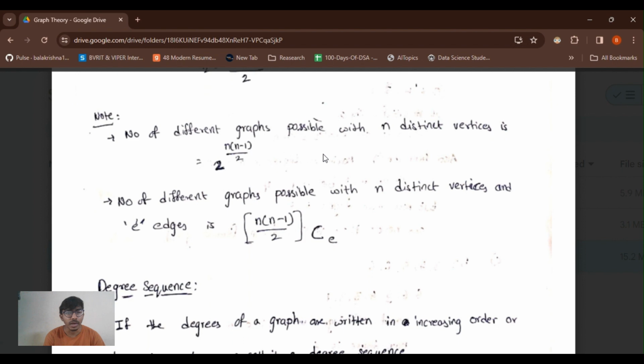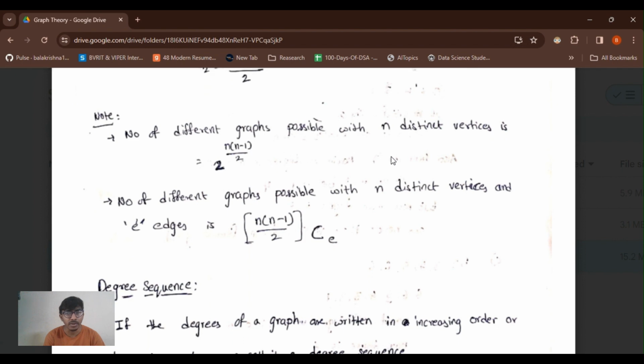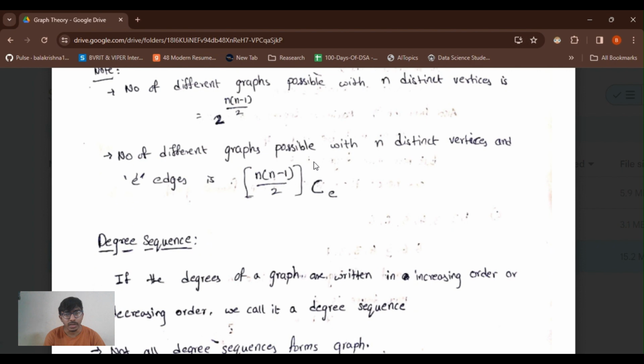The number of different graphs possible with n distinct vertices is 2 power (n square minus n) by 2. The number of different graphs possible with n distinct vertices and e edges is, so, (n into n minus 1 by 2) C e.